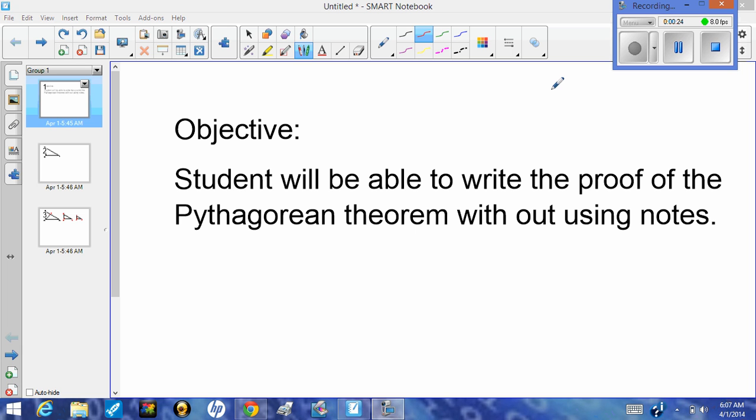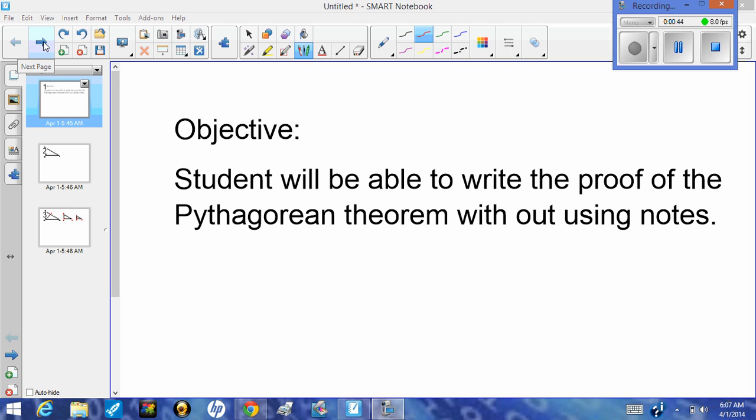Okay, our objective today is students will be able to write the proof of the Pythagorean theorem without using notes. That simply means you need to be able to walk up to the board or take a blank piece of paper and do this proof from memory. Being able to do that is not memorizing it, but understanding what's going on, and that's our goal for today. So let's go ahead and begin.